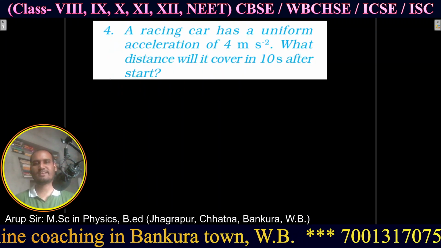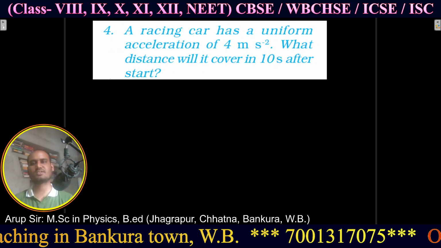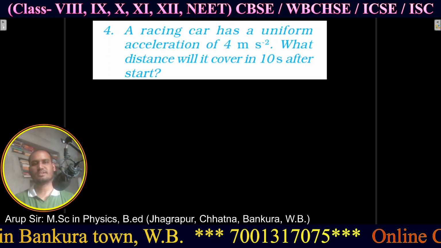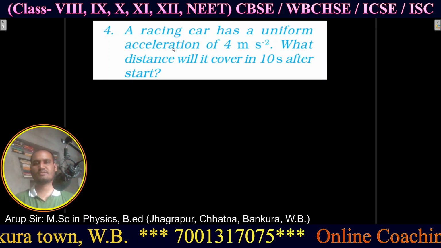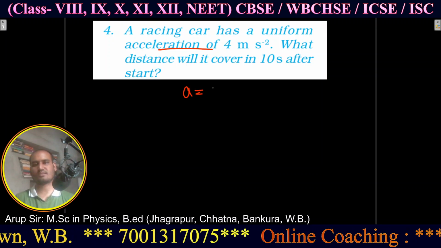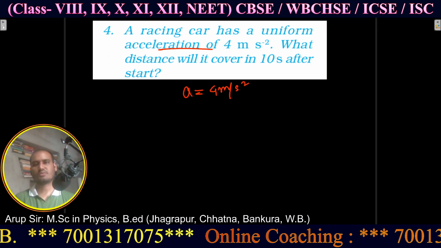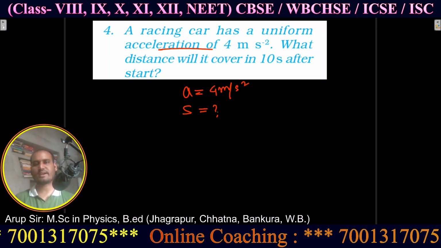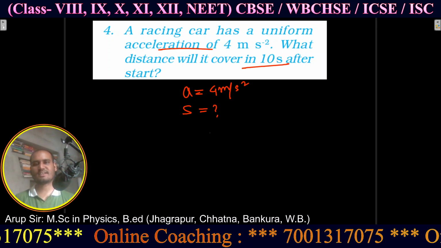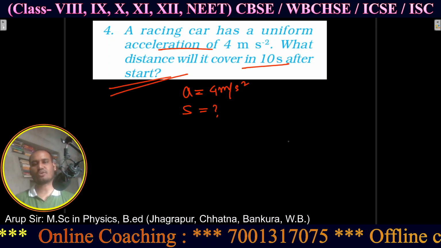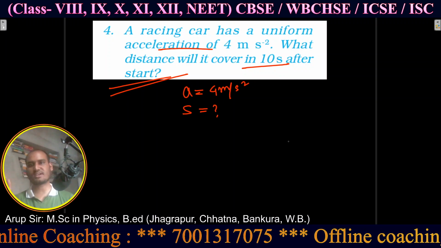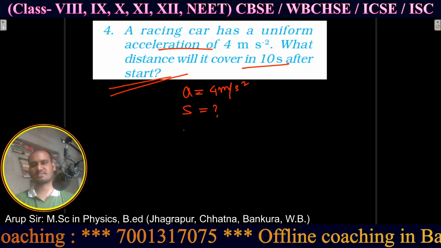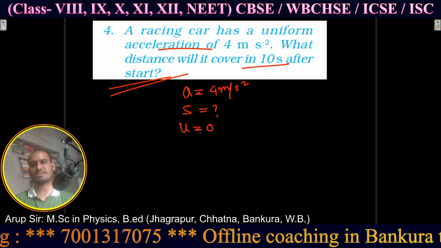Okay, so a racing car has a uniform acceleration of this. What distance will it cover? So see, the racing car has uniform acceleration. Acceleration is how much? 4 meter per second square. What is the distance? Means s we need to find out in 10 seconds after start. After start, always this word is used, means initially it was at rest. This is why it is saying after start.